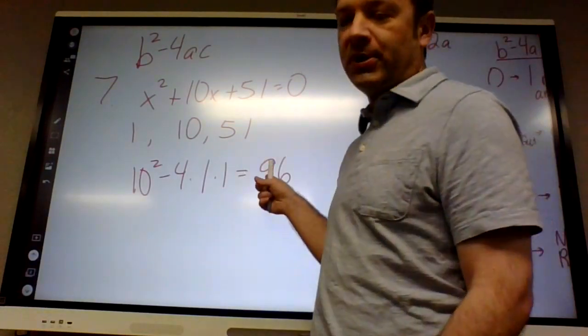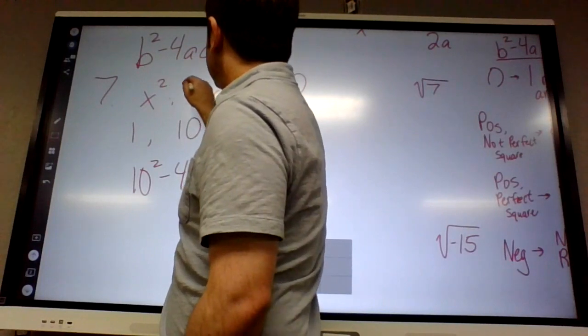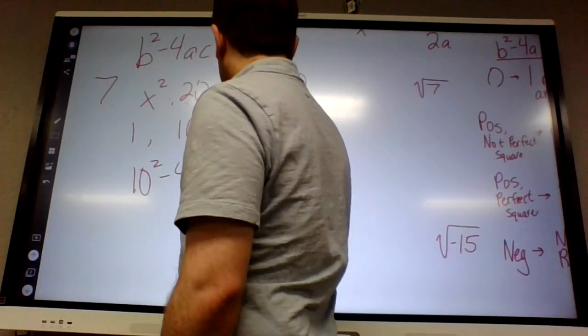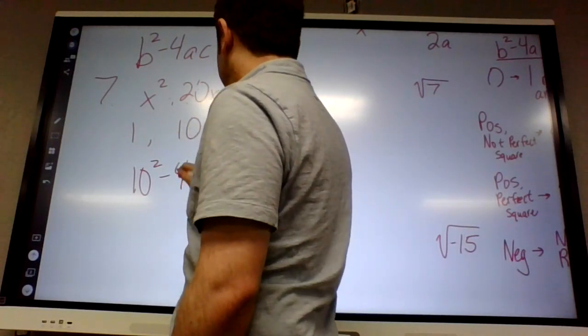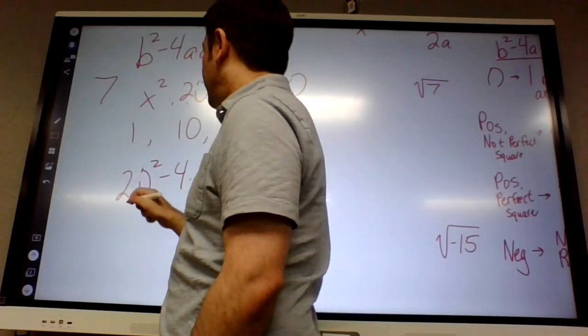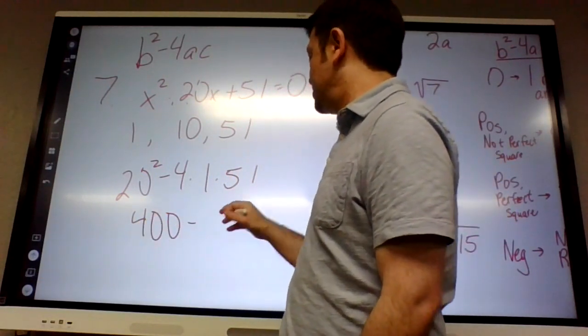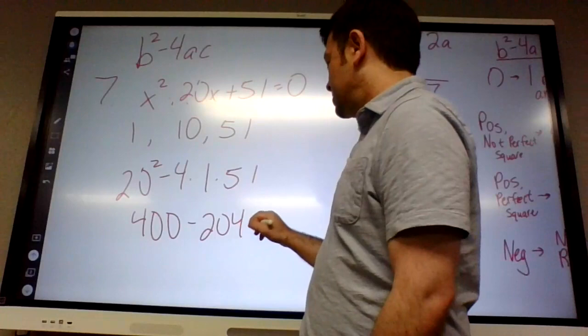So, what's b squared? 10 squared minus 4 times a times c. So, 100 minus 4 is 96. Okay, it's positive. Does 96 have a square root? Wait, did I copy the wrong one down? Wouldn't the C be 51? Yeah, C's 51. Oh, it's a 20. I made lots of mistakes. There we go. Okay, so this would be 400 minus 204, which is 196.